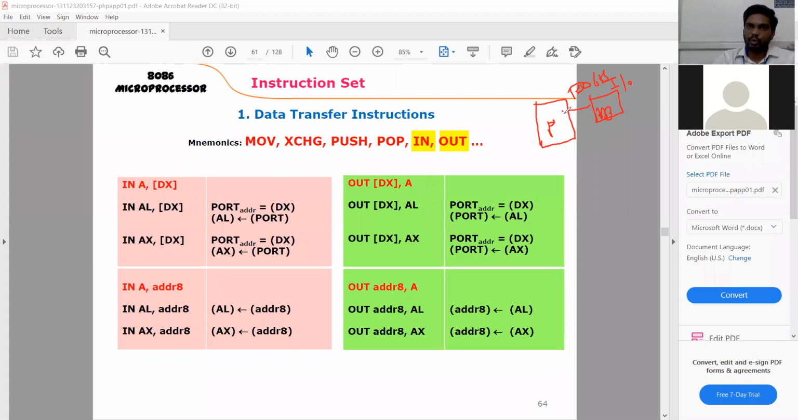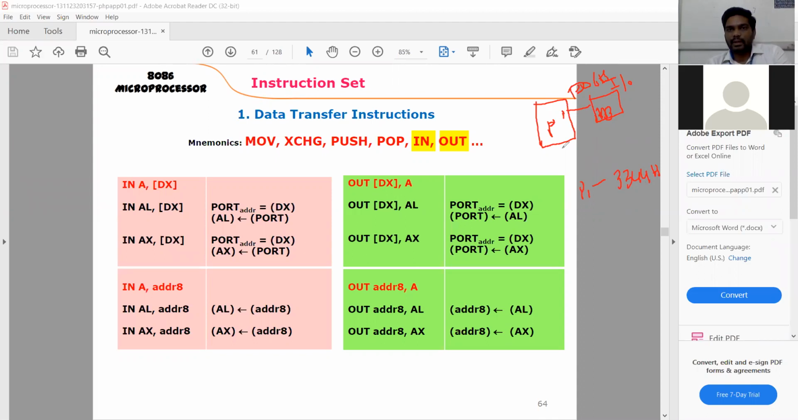Suppose this is port 1. For any microprocessor you take, you will have 3 to 4 ports. So let this be port 1, P1. Let us say the address of port 1 is 3344H. For example only I am taking these addresses. These are not the permanent addresses. Keep this in mind.